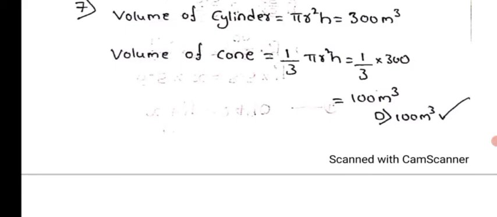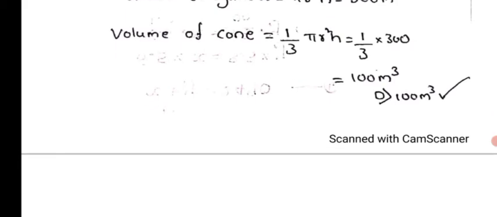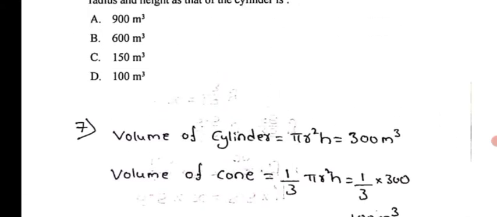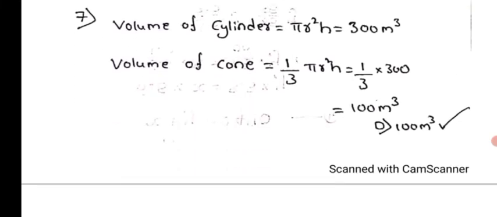So 1 by 3 into 300, we will get 100 meter cube. So option D, 100 meter cube is the right answer.